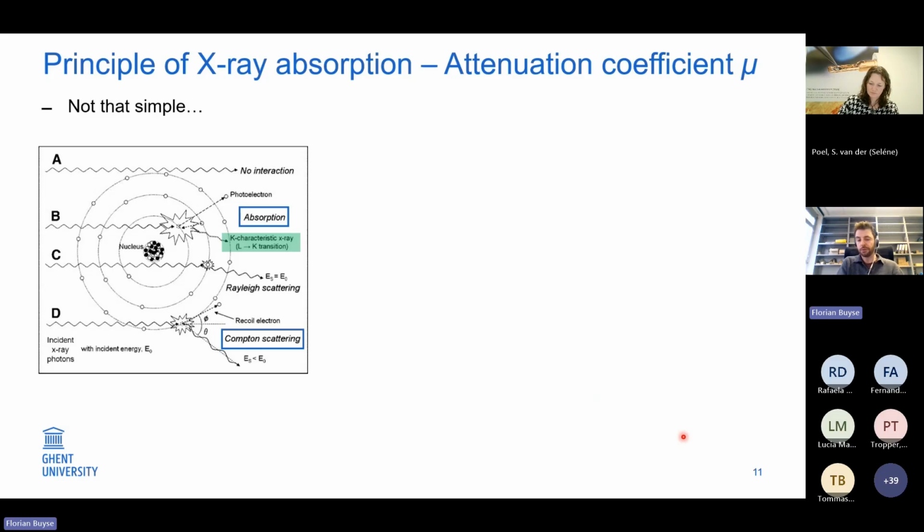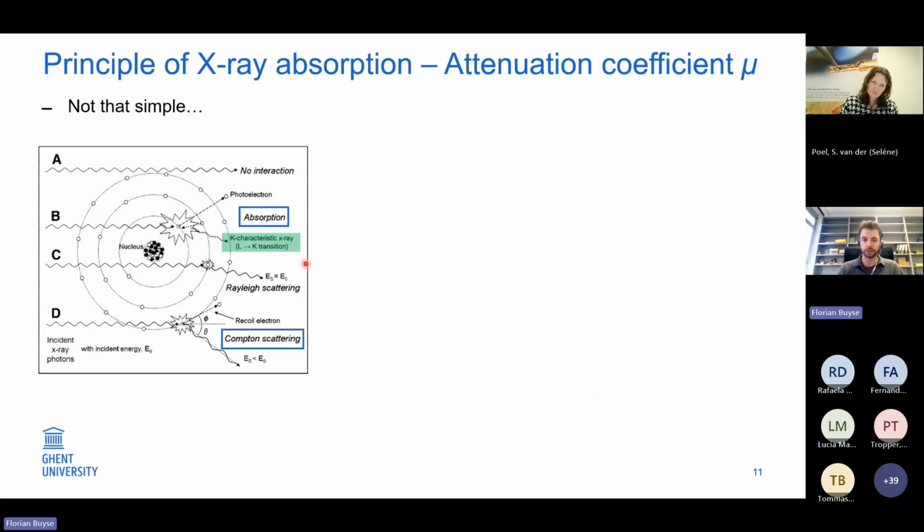Actually, we have already everything, but unfortunately it's not that simple. The principle of X-ray absorption: if we have incident X-ray photons, there are different interactions with the materials. There is photoelectric absorption and Compton scattering. That is the most important part in the energies we're working with, mostly for visualizing rocks. And besides this, I highlighted here in green, which will be of importance later.